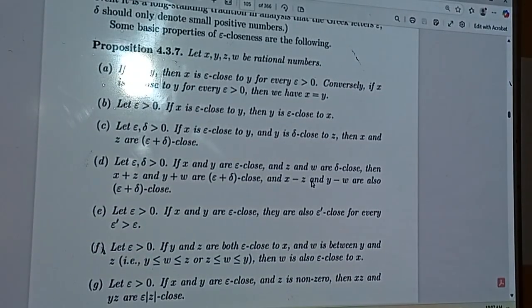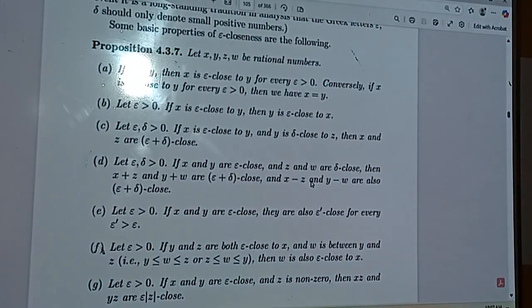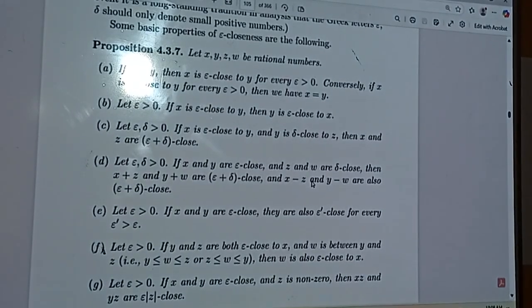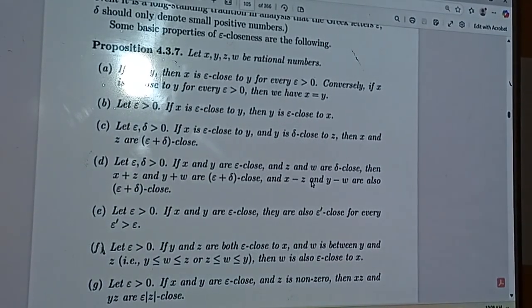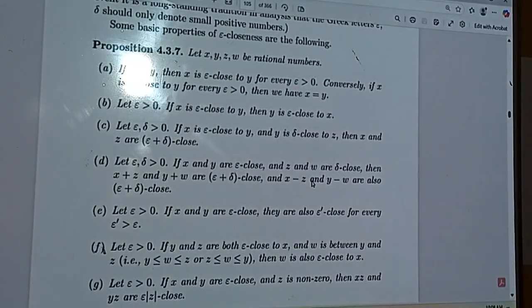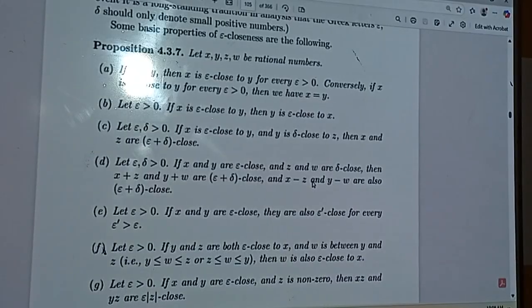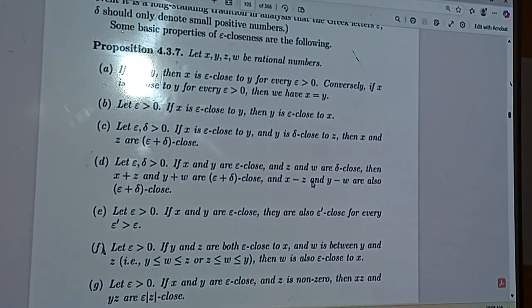Even let's see, let epsilon greater than 0, I am talking about G. If x and y are epsilon close and z is non-zero, then xz and yz are epsilon times, we call it what? Absolute value, is it true? Because I always say mod. Again, that is also obvious. This is the only analysis part in this theory. Whole A, B, C, D, E, F, G. I mean, proving G is obvious.